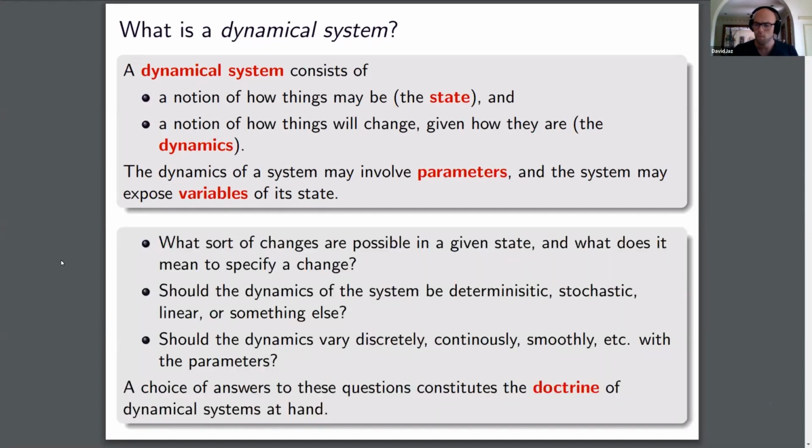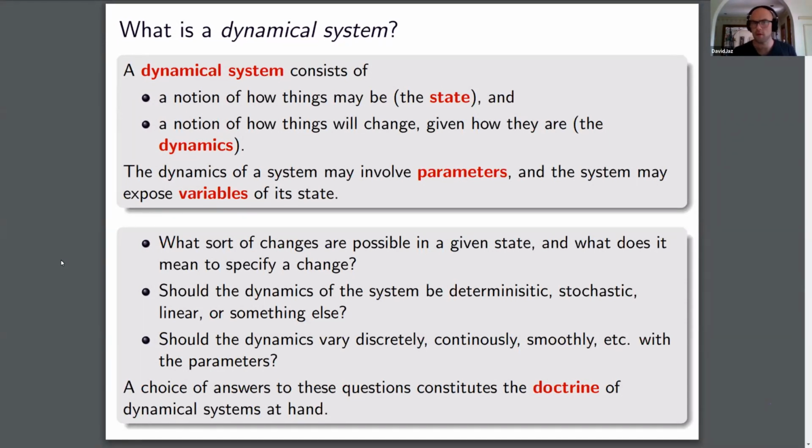And so the big thing I'm going to try and do in this talk is give a notion of doctrine of dynamical systems. So there are a lot of ways we might specialize this very general definition of dynamical system. We might say, what sort of changes are possible in a given state? How do we specify a change? So should the dynamics of the system be deterministic? Should they be stochastic? Should they satisfy some properties, like should they be linear? Should they be continuous? Should the time vary discretely or continuously, or in other ways?